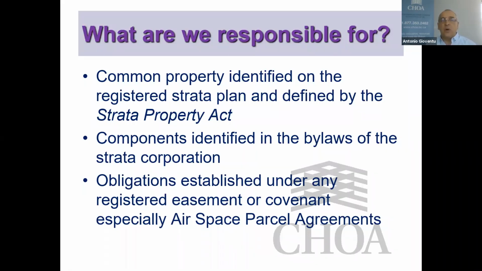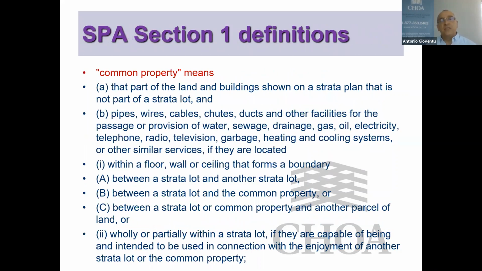So what are we responsible for? We know common property identified on the strata plan and defined in the Strata Property Act, components identified in the bylaws of the strata corporation, and any other obligations that may be established under some sort of easement, a covenant, or airspace parcel agreements. So this can also include multiple strata corporations who share common amenities like a swimming pool and a clubhouse or other types of items like this at the same time. So we have to look closely at Section 1 of the definitions in the Act. This is common property. And I think what happens is many strata corporations just don't grasp that the Act has quite a lot of potent information that's important to understand.